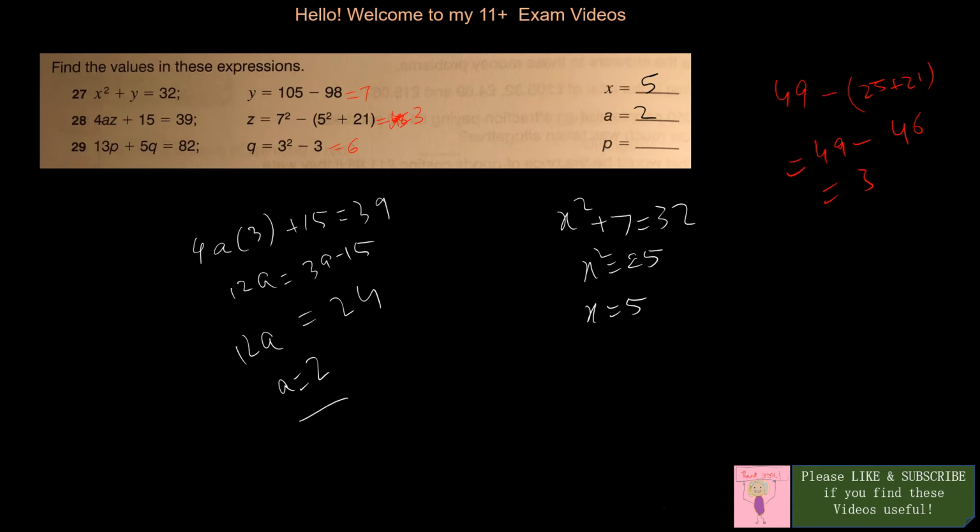And then the last one I get 13p plus 5q, that is 5 times 6, equals 82. Is that right? 9 minus 3 is 6, yeah. So plus 5q, yeah. So 13p is 82 minus 30, that's 52, p is 4. 4 times 13 is 52.